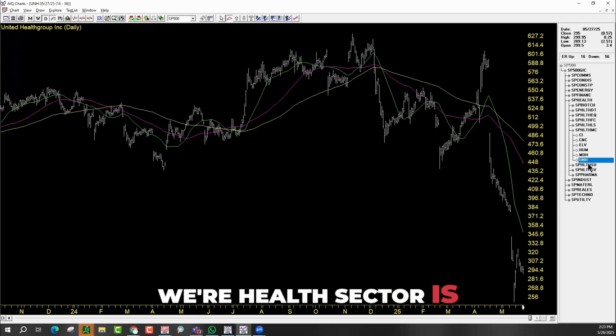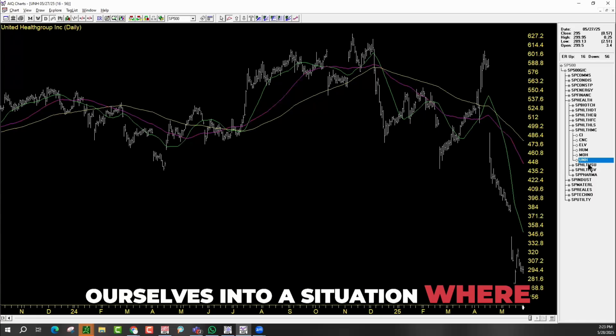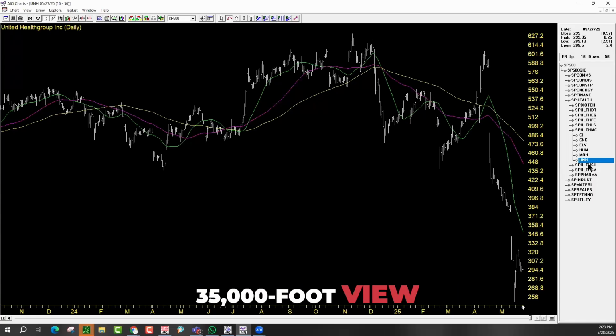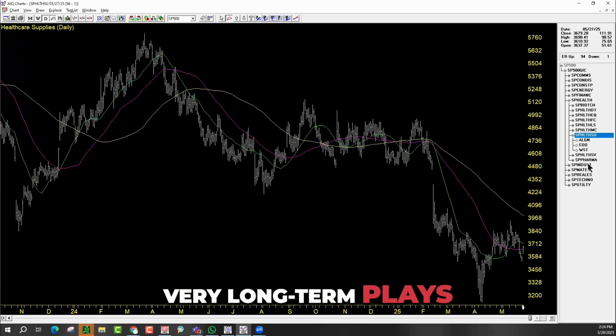So again, the health sector is looking a little bearish. We're trying to take ourselves into a situation where we want to go short. The market itself, when we look at the 35,000 foot view, is in transition, a bit of flux. It's a little difficult to gauge. It has been a pretty difficult year, of course, with wild swings in the market itself. So we're always going to be cautious, not going to be doing very long-term plays.